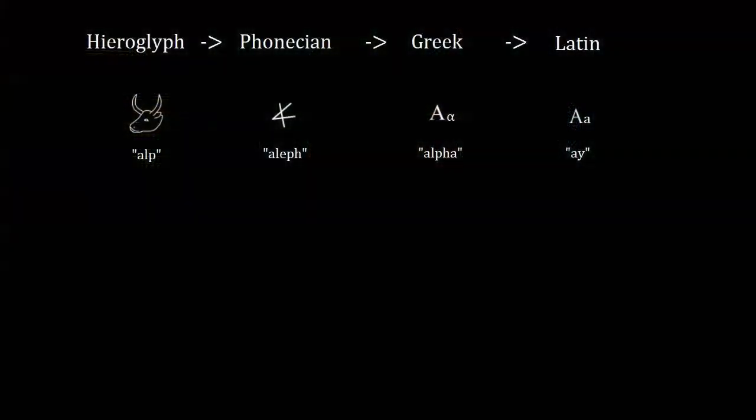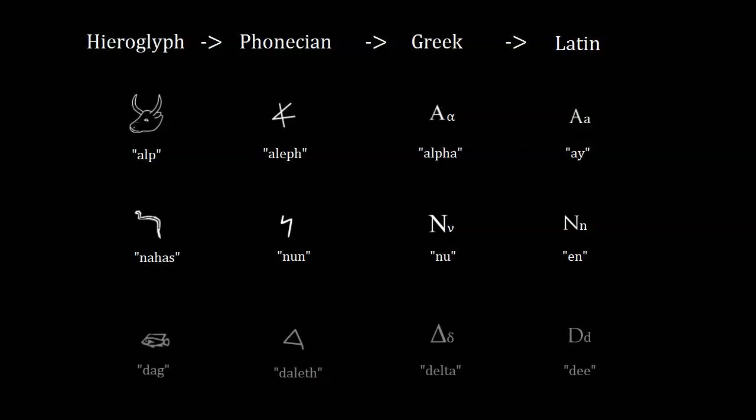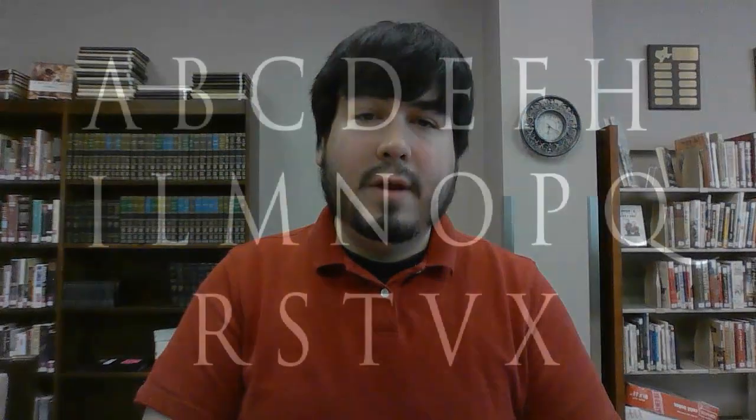The letter Alp, representing the head of an ox, became the Greek letter alpha, which became our modern letter A. The letter Nachash, representing a snake, became the Greek letter Nu, which became our modern letter N. And then the letter Dag, representing a fish, became the Greek letter Delta, which became our modern letter D. And now we arrive at the classical Latin alphabet. We're not quite finished, though.